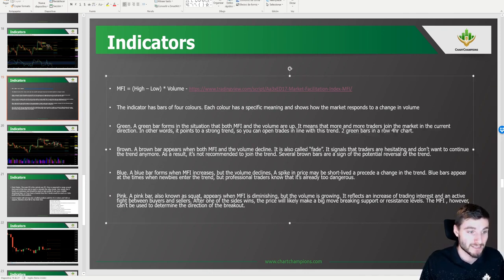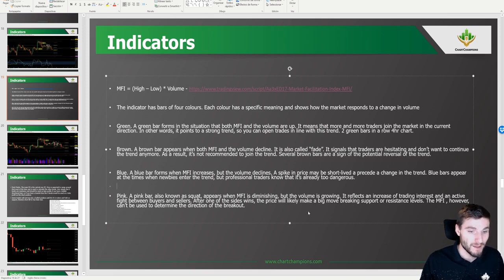Brown is going to be showing you when the MFI and the volume are at a divergence. You can also refer to this as a fade bar. Overall, several brown bars are a signal of a potential reversal in trend. The blue bar forms when the MFI increases but the volume is decreasing. Blue bars appear at times when newbie traders enter the trend, but professional traders know that it's already too dangerous. E.g., if you see blue bars, you want to be very cautious of that move.